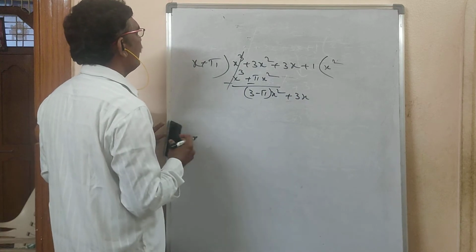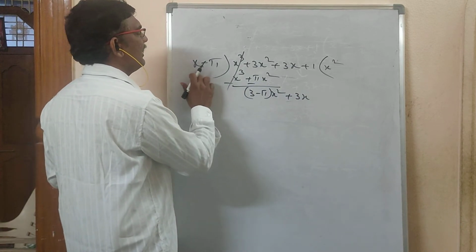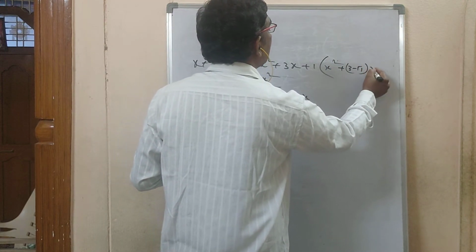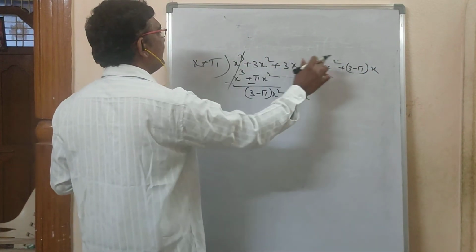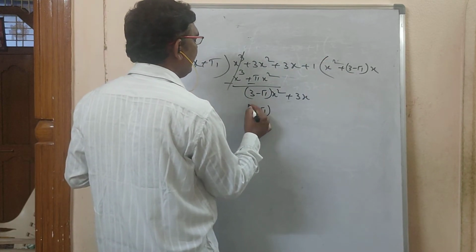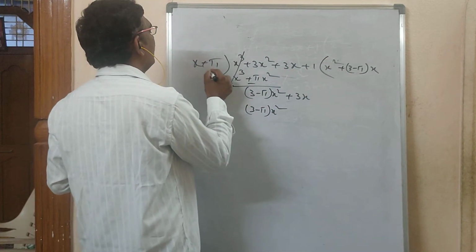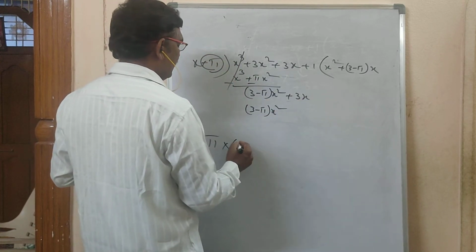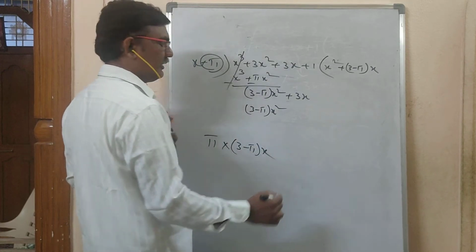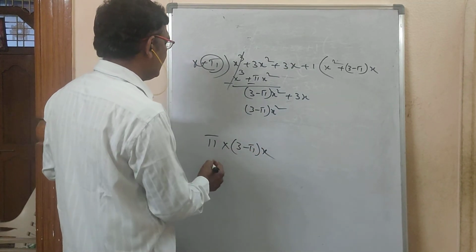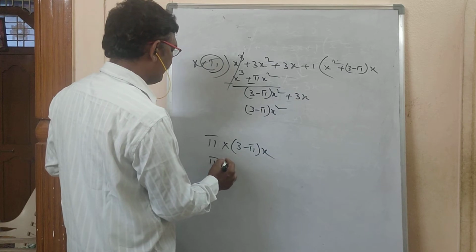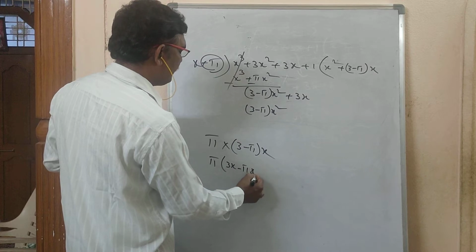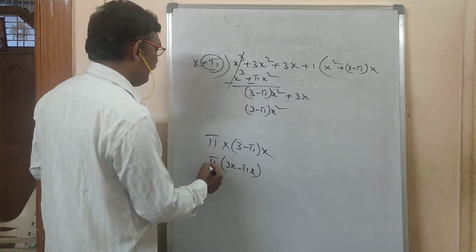Okay. Next, what will you get? Here x is there, here 3 minus pi x square is there. So with 3 minus pi x you have to multiply. x into 3 minus pi x square, it will be 3 minus pi into x square. With this pi, you should multiply 3 minus pi into x. What will you get, you will see. Pi same. 3 minus pi, if you multiply, 3x minus pi x.